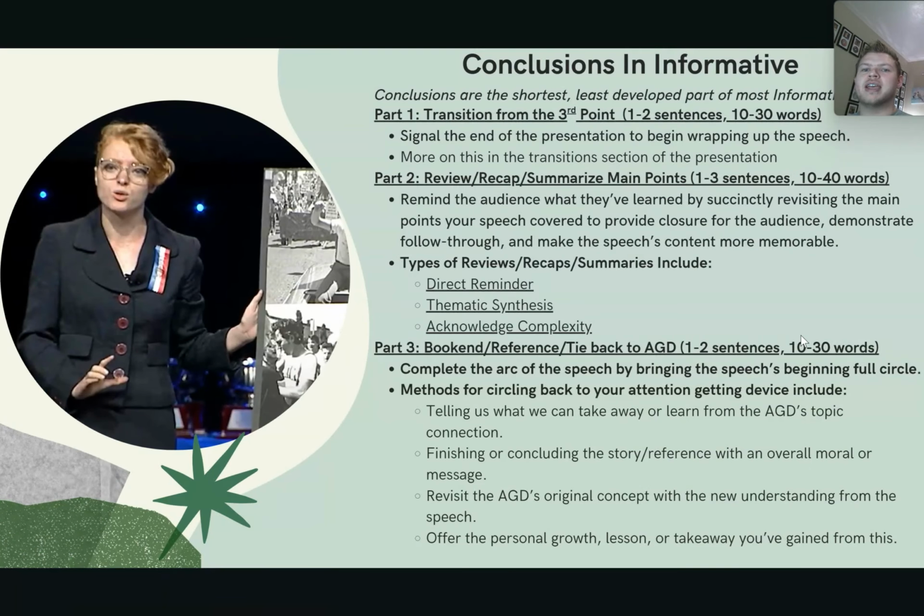Now let's talk about conclusions in informative speaking. Now, these are the shortest, least developed part of informative speeches, but they still matter. You want the speech to be able to speak for itself, and a lot of the times the third main point will help you kind of wrap up loose ends in ways so that the conclusion doesn't need to be as long. Compared to many state and local circuits, conclusions on the NSDA final stage are very, very short on average.